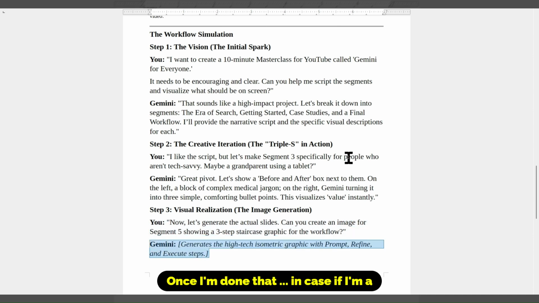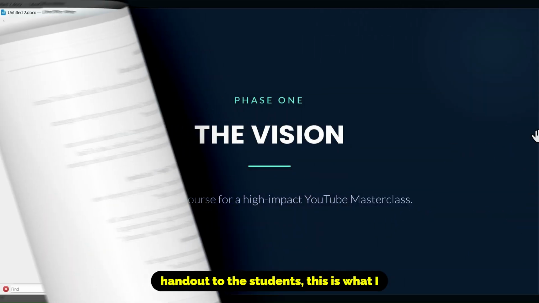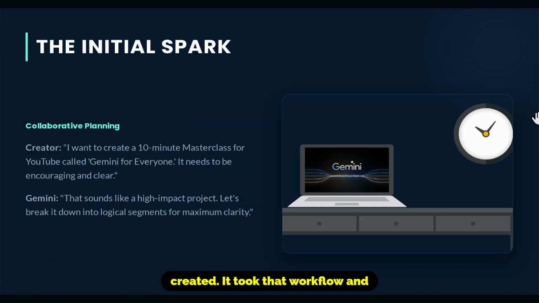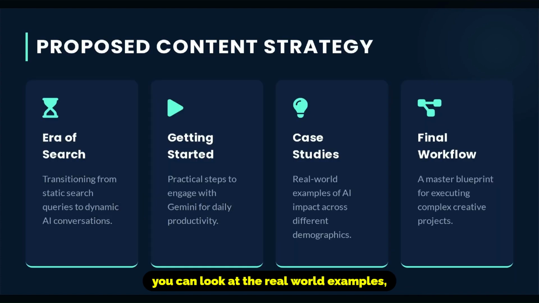Once I am done with that, in case I'm a teacher or something and want to give a handout to the students, this is what I wanted Gemini to prepare for me. It took the workflow I have created and made these handouts. This is pretty cool, right? So you can see there's a creator, Gemini response, the images, and the content strategy. And instead of searching, you can start using Gemini and look at real world examples, case studies, and finally you have a workflow. So these are the steps we went through in the workflow in the previous section.